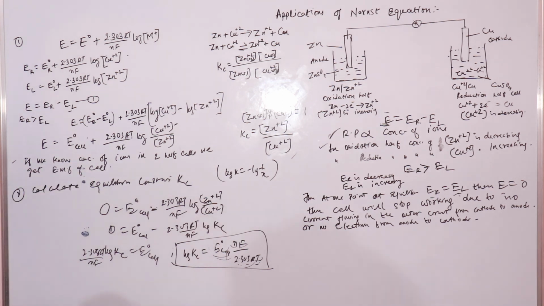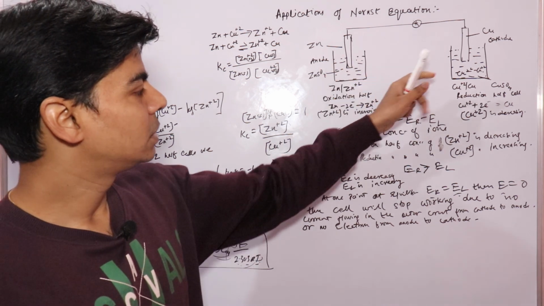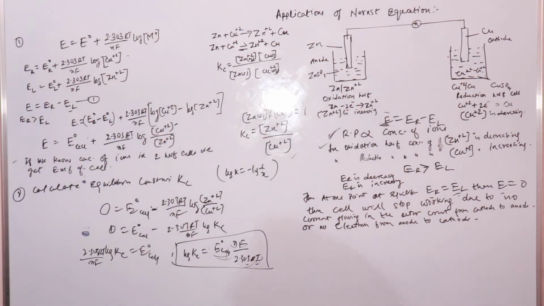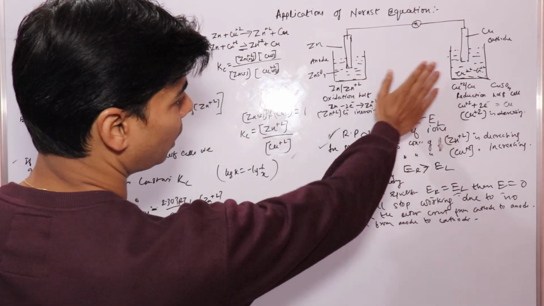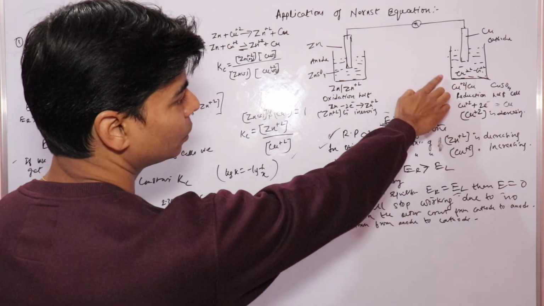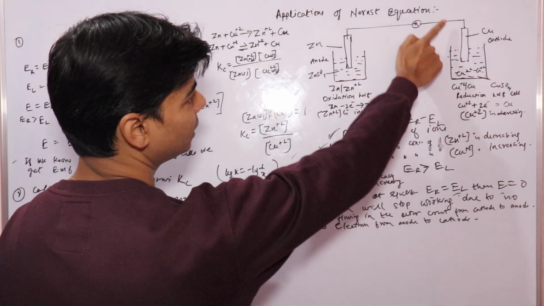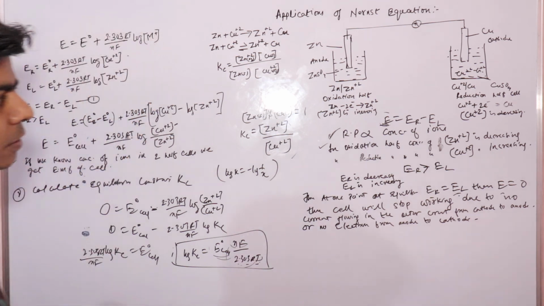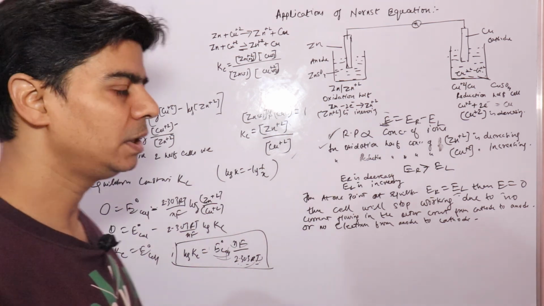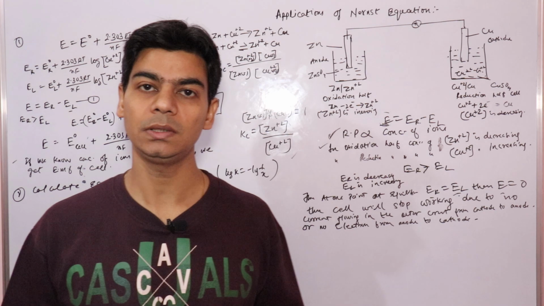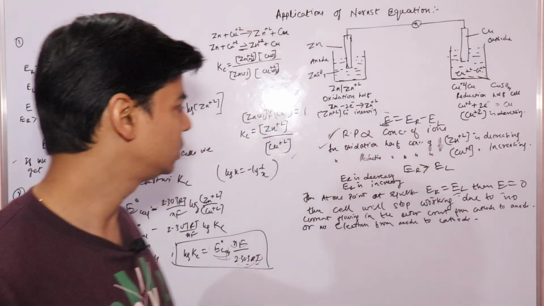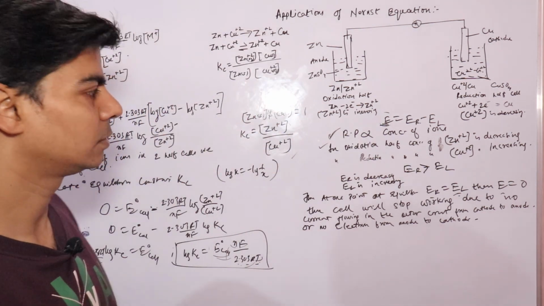So the concentration of ions in one of the half cells can be calculated if you know the concentration of ions in the other half cell and the EMF of the cell, which is the reading of the potentiometer, right? I hope all this is clear to you, and this is very important. Thanks.